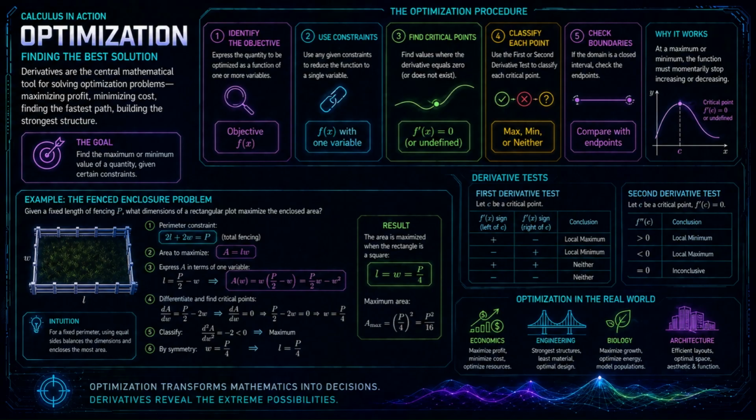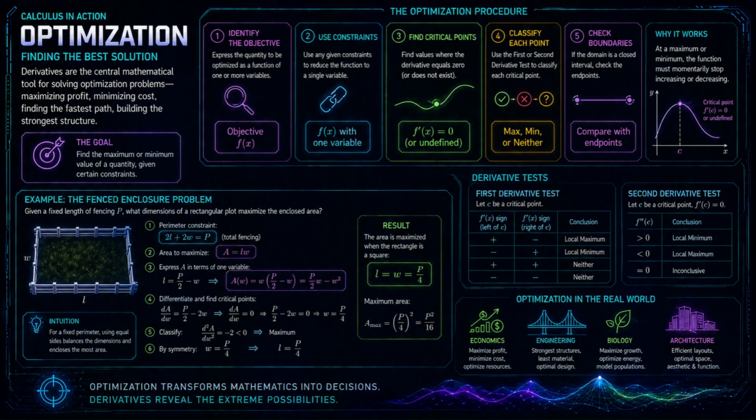Optimization is the art and science of finding the best solution: the maximum profit, the minimum cost, the fastest path, the strongest structure. Derivatives are the central mathematical tool for solving optimization problems. The procedure follows a well-defined sequence. First, identify the quantity to be optimized and express it as a function of one or more variables. Second, use any given constraints to reduce the function to a single variable.